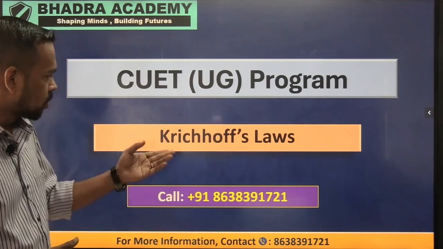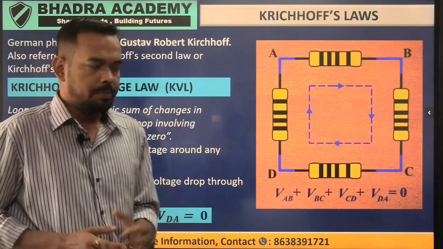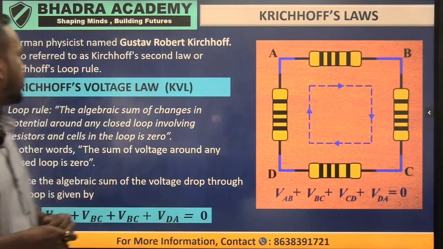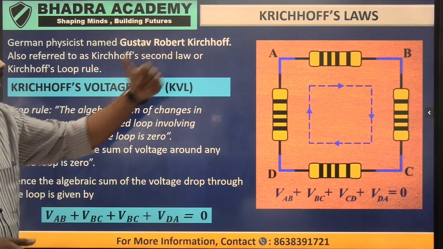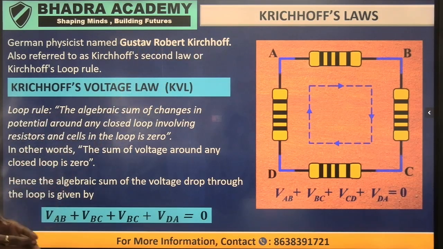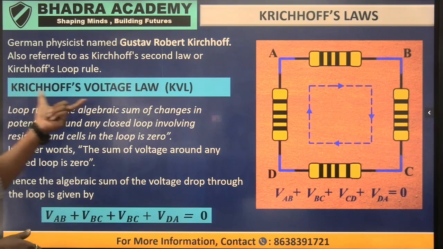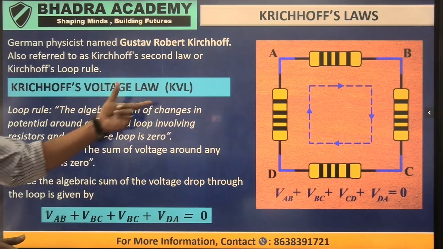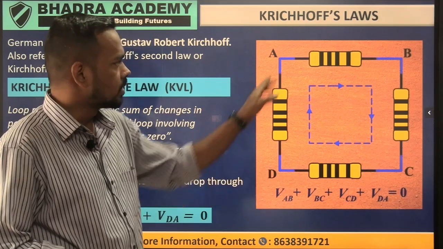So let's begin with our topic of Kirchhoff laws. Basically, the Kirchhoff laws were given by the German physicist Gustav Robert Kirchhoff, and he gave two laws, which we are going to see one by one. The very first law is Kirchhoff's voltage law, also known as KVL, or the loop rule, where we can see a circuit.